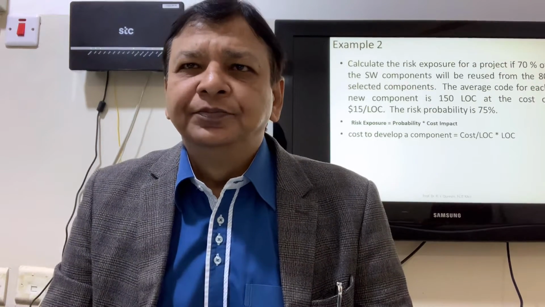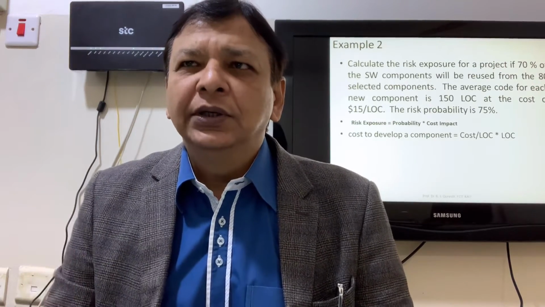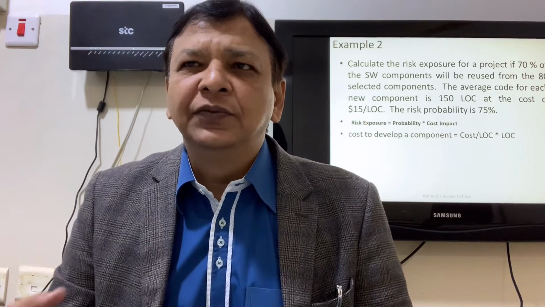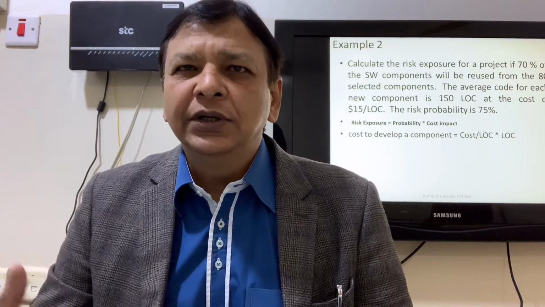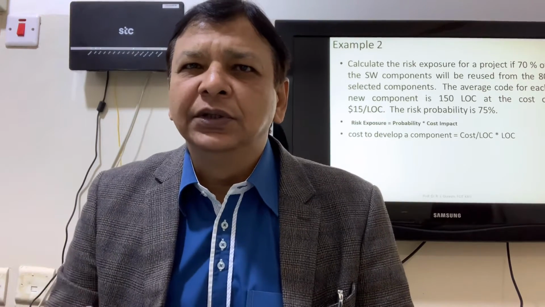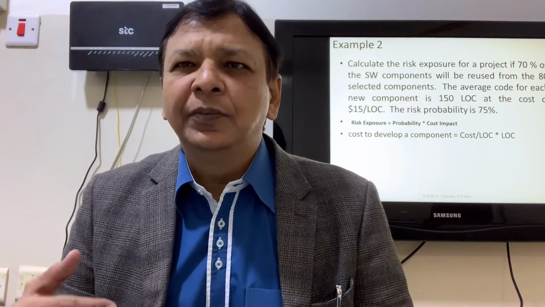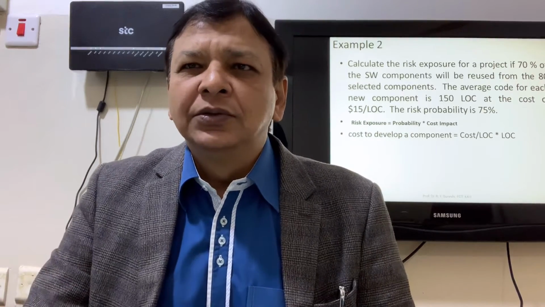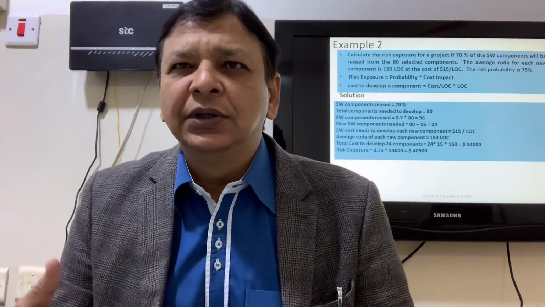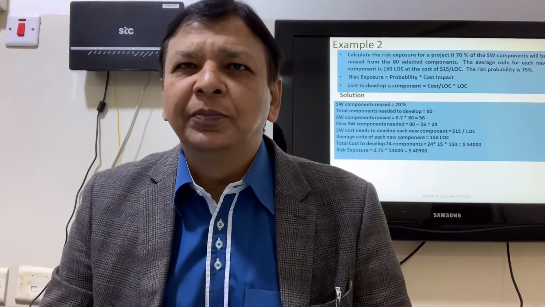Example number 2. Calculate the risk exposure if 70% of the components will be reused from the 80 selected components. Average code for each new component is 150 LOC at the cost of $15 per LOC. Risk probability is 75%. So we have formula, risk exposure is equal to probability multiplied by cost impact.